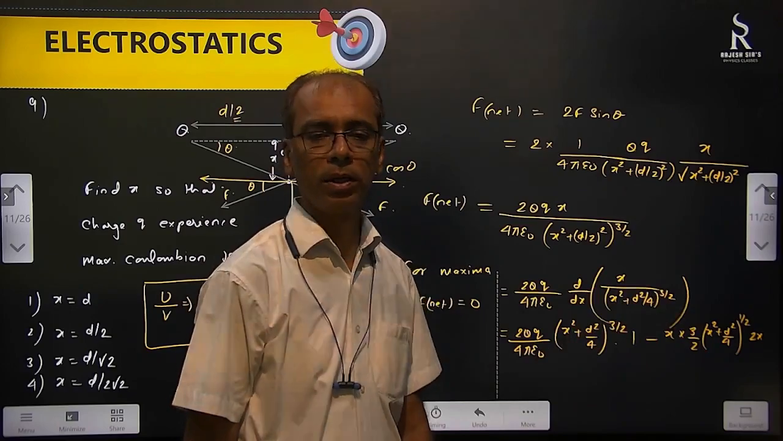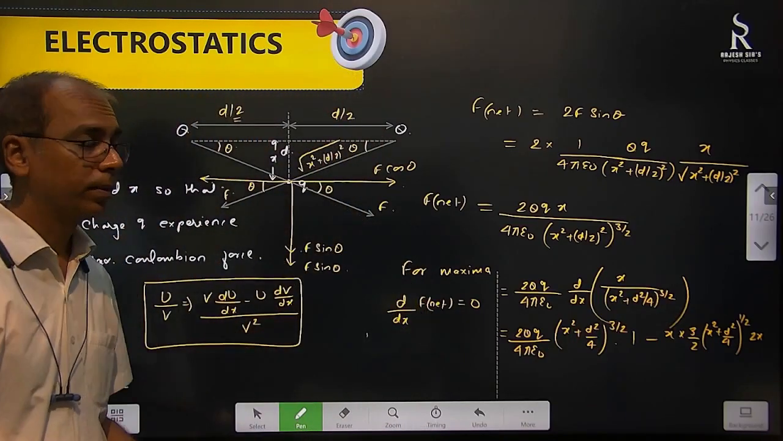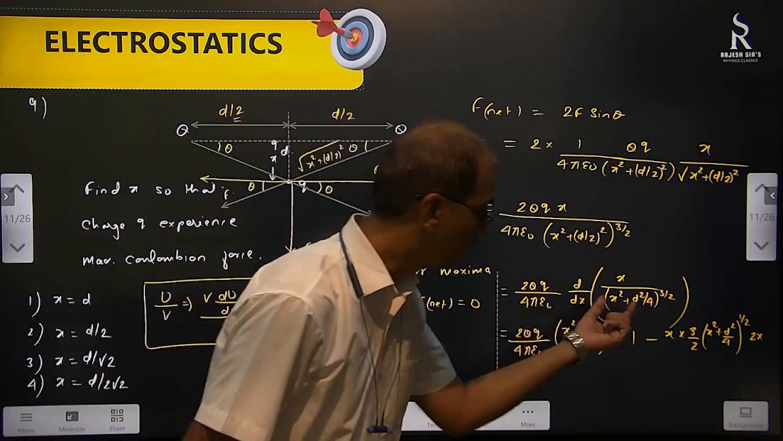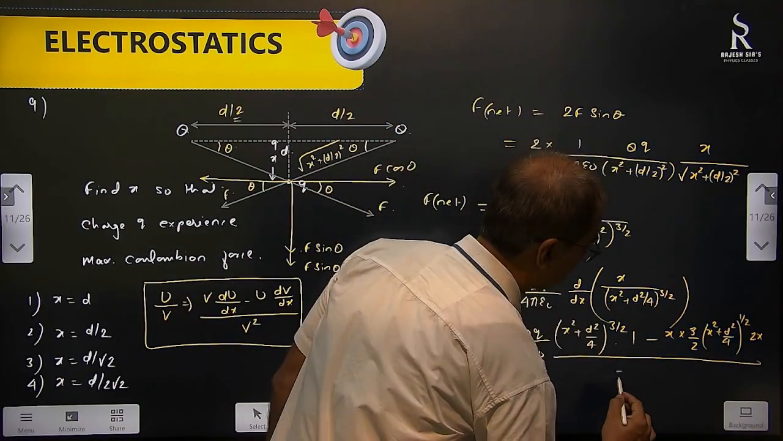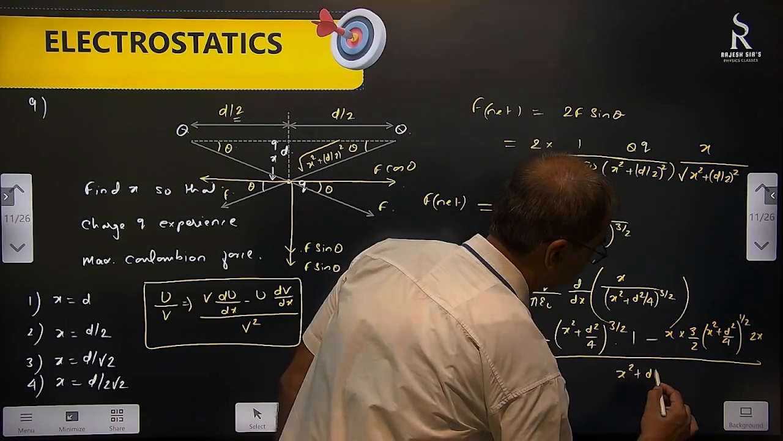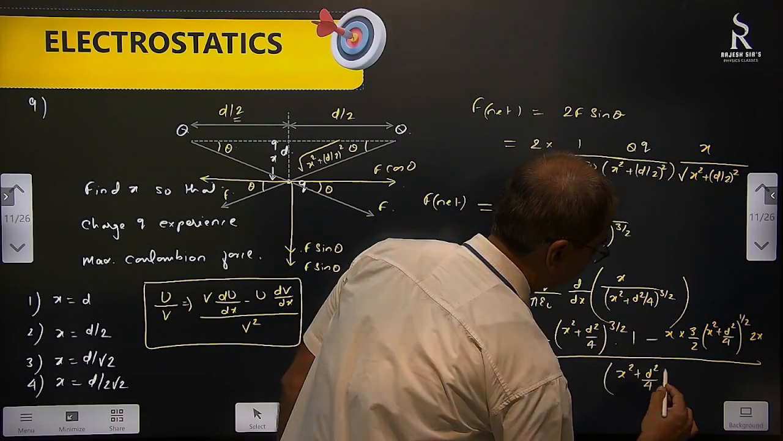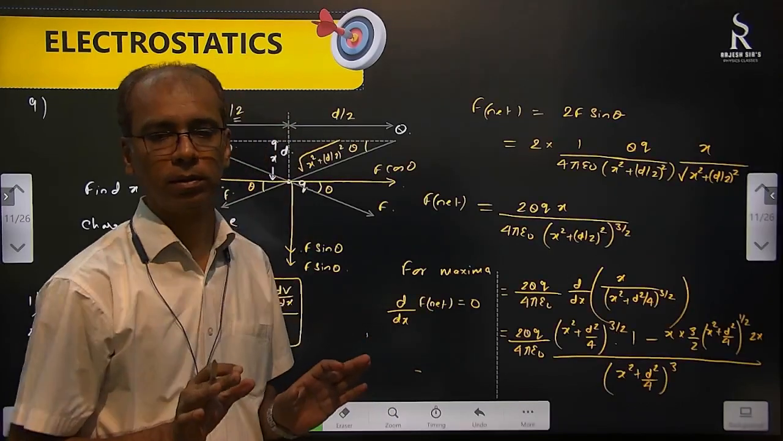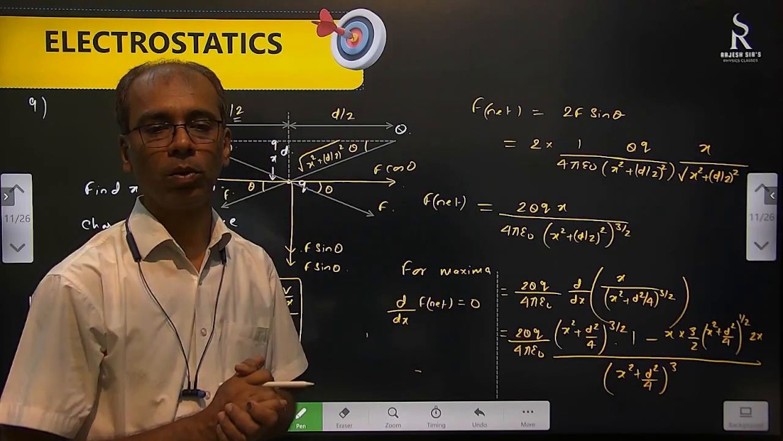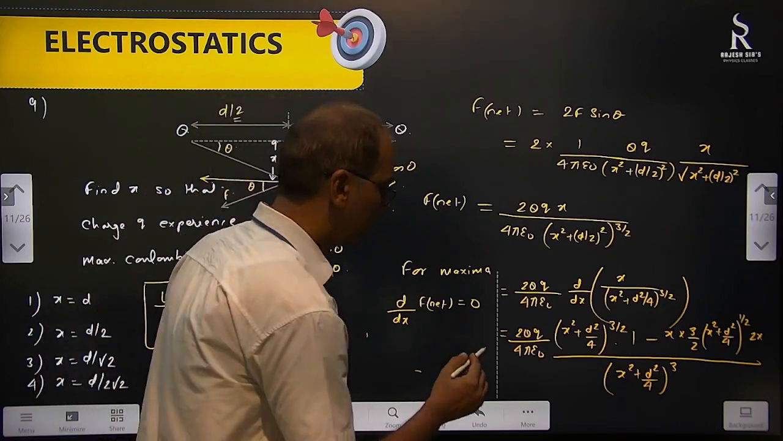We have done the numerator. Now denominator, what is there? V square. V square means square of this. The square of this will be giving what? X square plus d square by 4 to the power 3. Done. Differentiation over. Now we are going to equate it with 0.